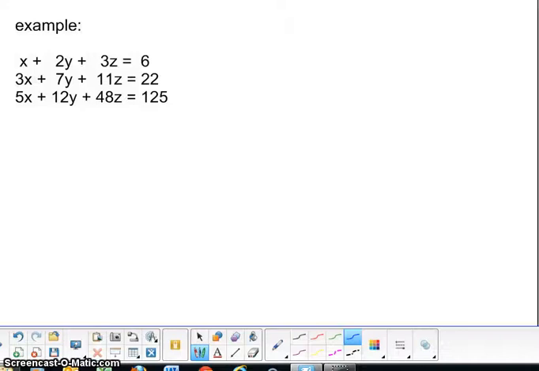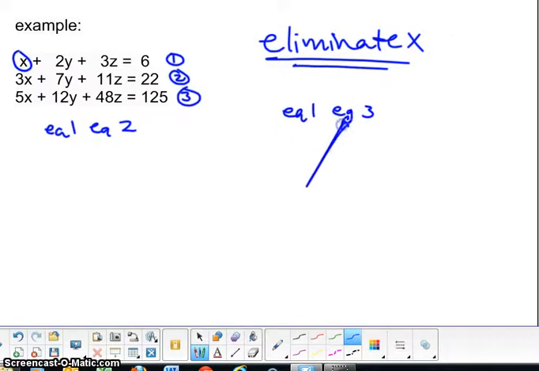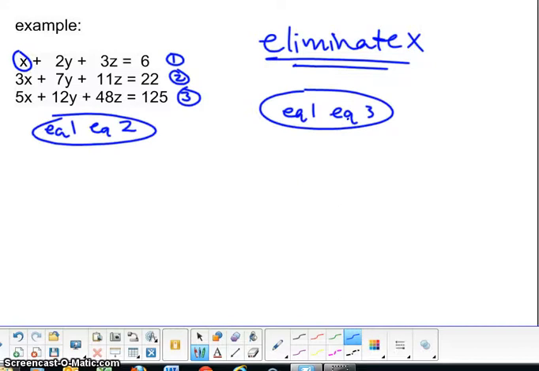And choose the most convenient way to eliminate x's. And since x is all by itself here, that's going to make me want to eliminate the x's. And that will save you some steps along the way. So here's the first equation, the second equation, and the third equation. We're going to use equation 1 and equation 2, and then I'm also going to use equation 1 with equation 3, because that is going to help with the elimination method.